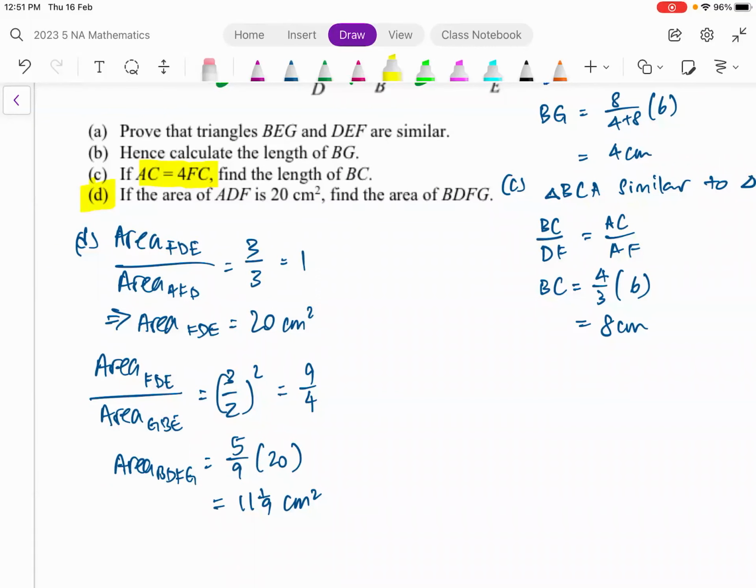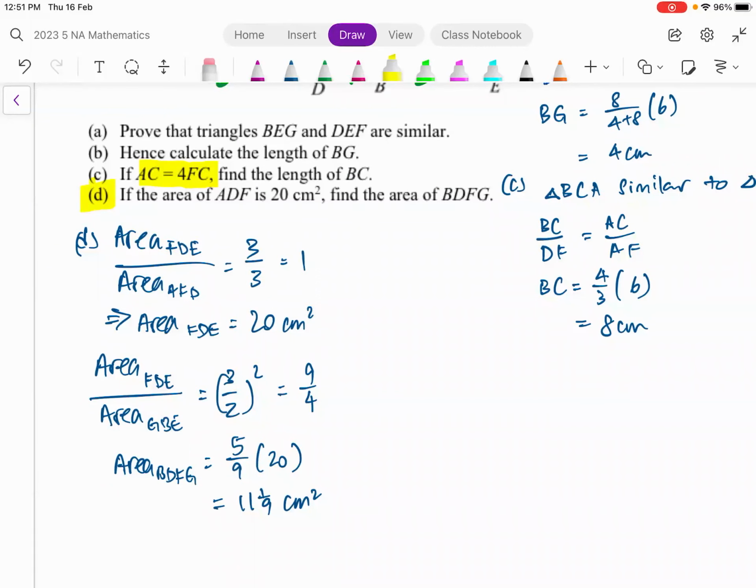So it's not over 5. BC over 6, I saw the wrong number. BC over 6, now DF is 6, equals 4 over 3. So multiply over, you get 8. Okay, any other questions for question 4? Then we move on to number 5.